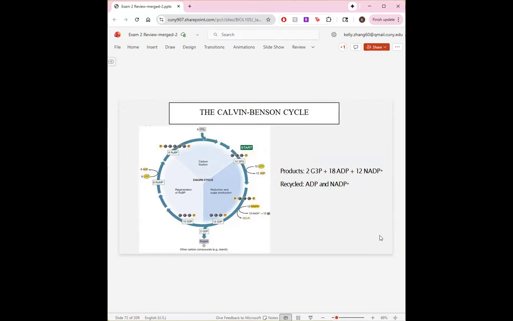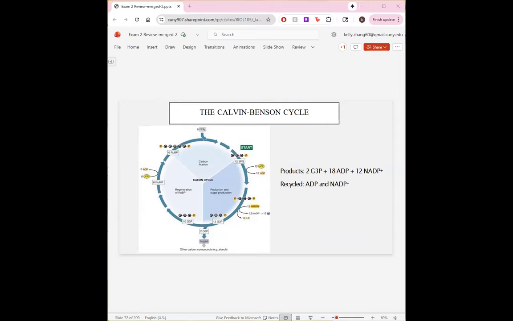So the Calvin-Benson cycle, or the reductive pentose phosphate cycle, which is a 5-carbon sugar phosphate cycle, takes CO2 from the atmosphere to produce carbohydrates, and this process is also called carbon fixation or carbon dioxide fixation.